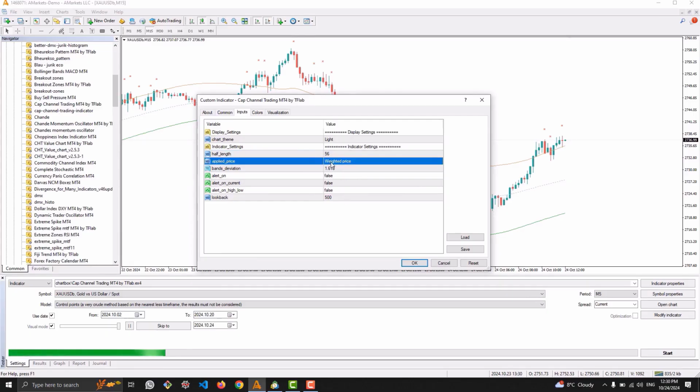The second option is the price on which the moving average is calculated, which is set to a weighted price by default. The next option determines the distance of the upper and lower lines from the middle line. The greater this value, the wider the distance between these two lines, or the width of our channel becomes. We can adjust this number based on the symbol we are trading, or the time frame we are in.